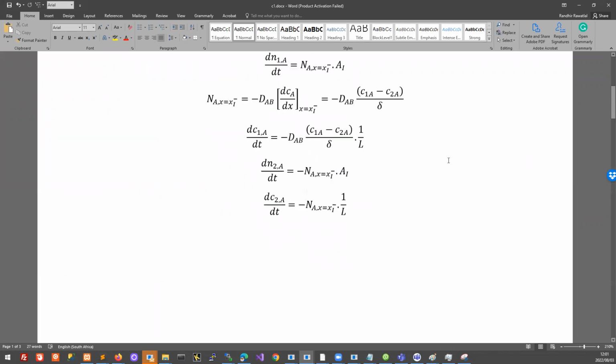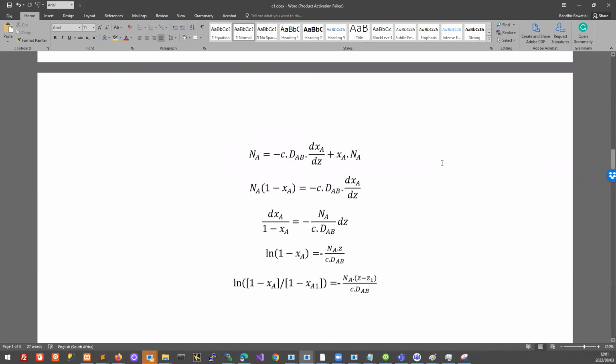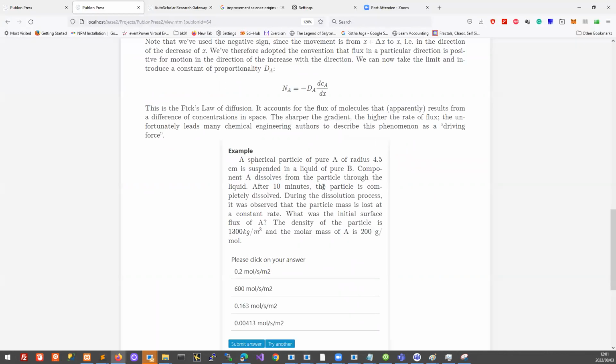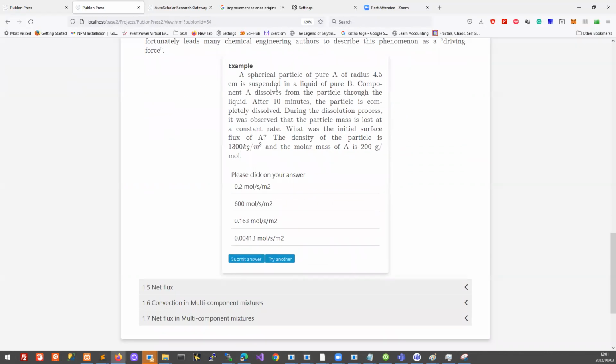Okay, so that's basically how you solve these problems. And if you look at the questions, right, here's one. We had a spherical particle. You are given the radius. It's suspended in B, and we are dissolving. So the particle itself is disappearing in this case.